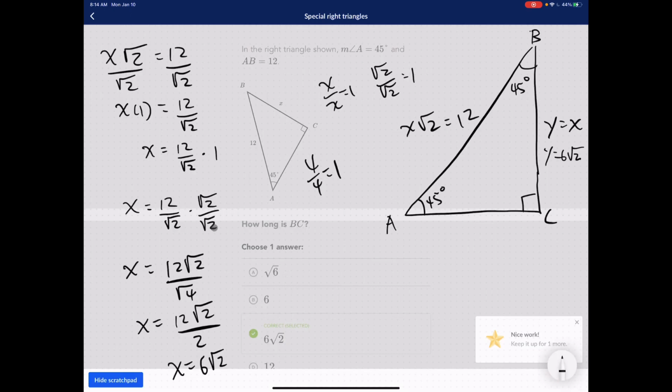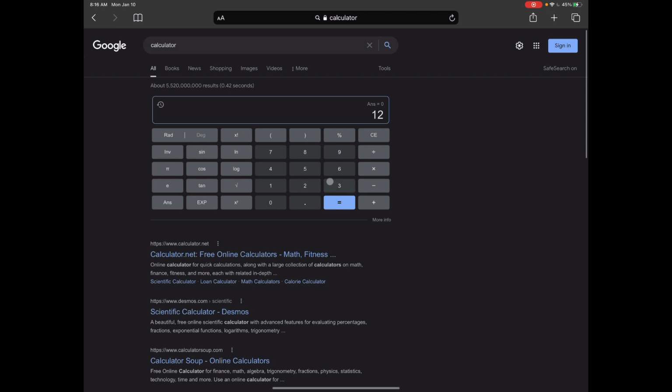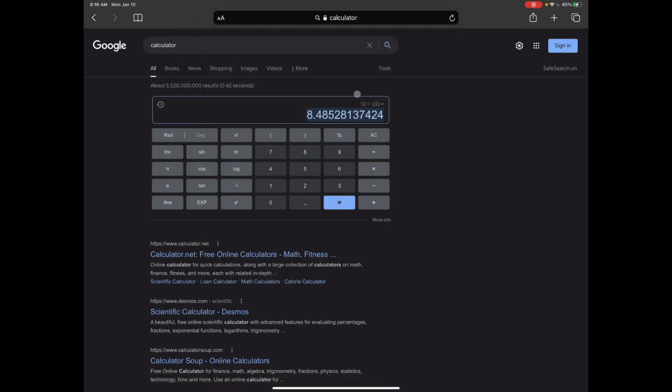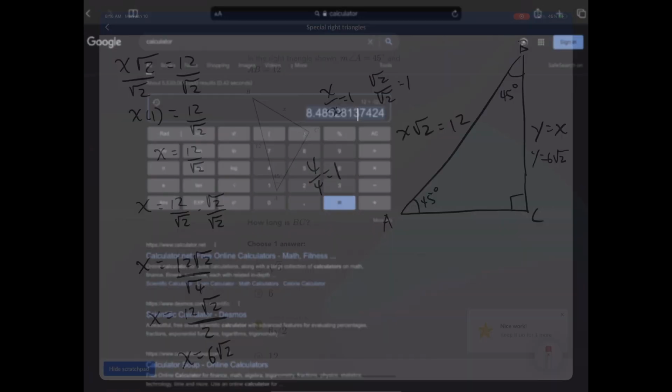I just want to show you guys that this is actually true. Let's see. I'm going to get 12 divided by the square root of 2, which is equal to 8.485. I'm going to just put that right there. So we got that number, 8.485.